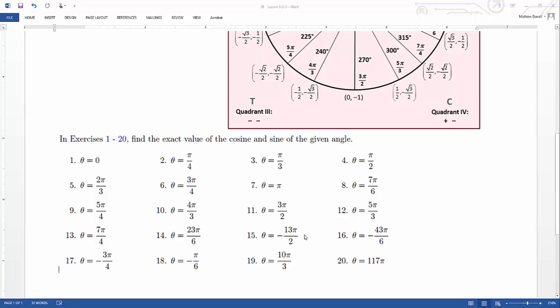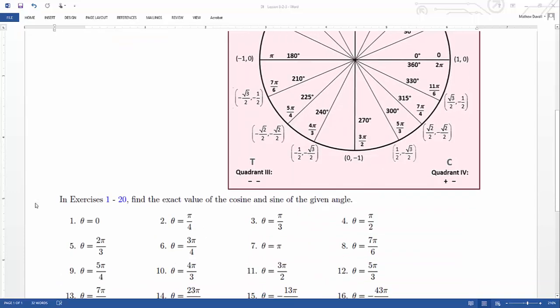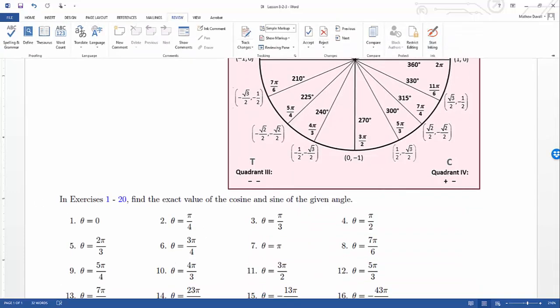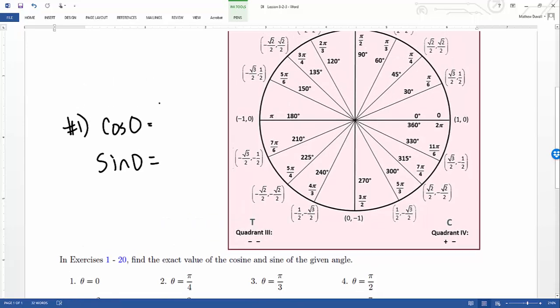So it says find the exact value of cosine and sine. If it says theta equals 0, what it's asking for is cosine of 0 and sine of 0. So we use a unit circle for that. This tells you the angle, how much you're rotating. Well, here's 0.